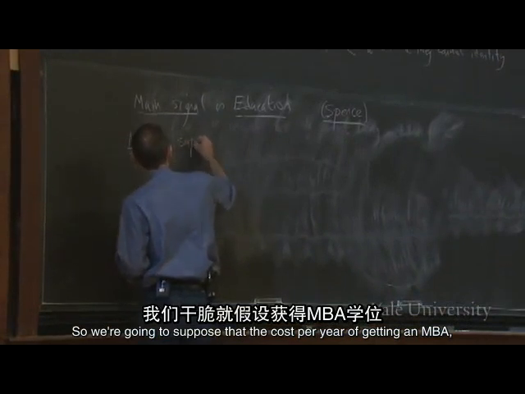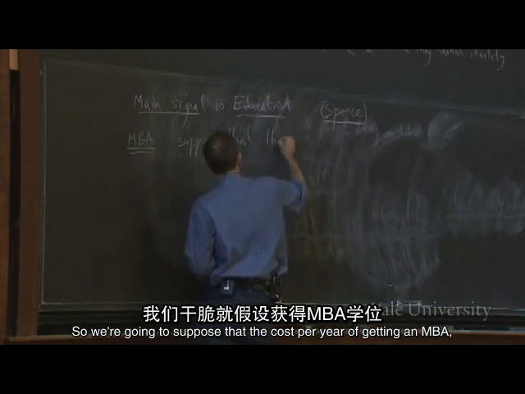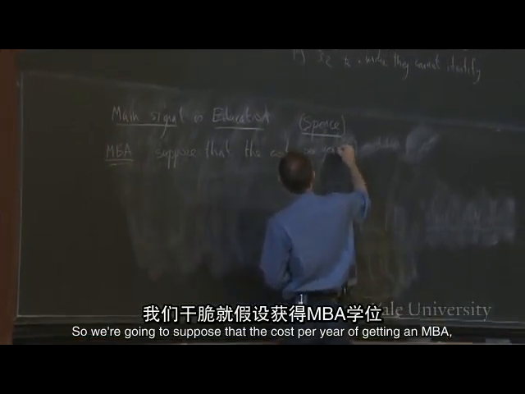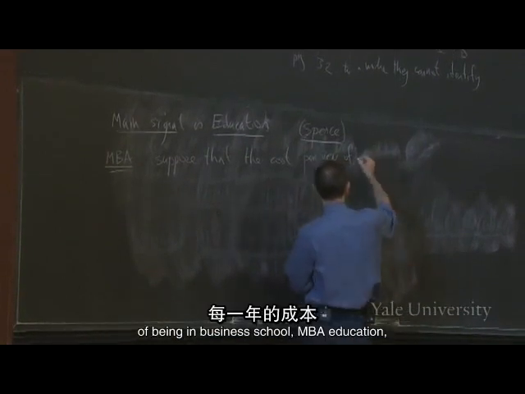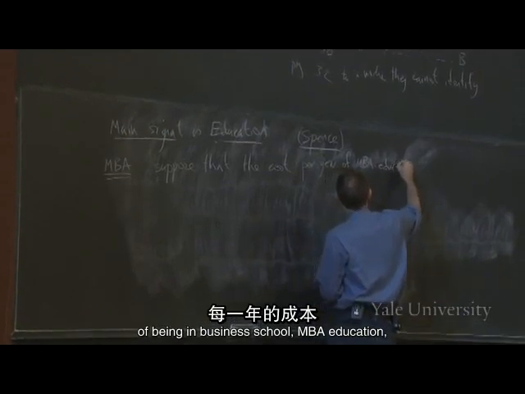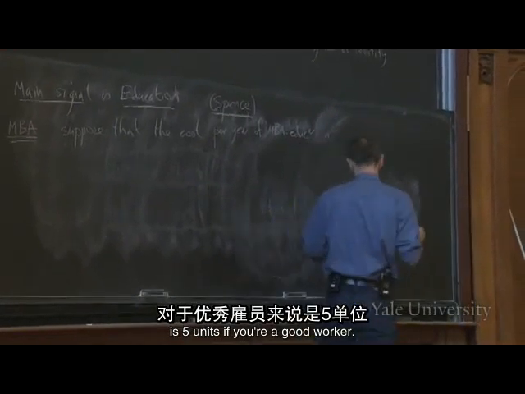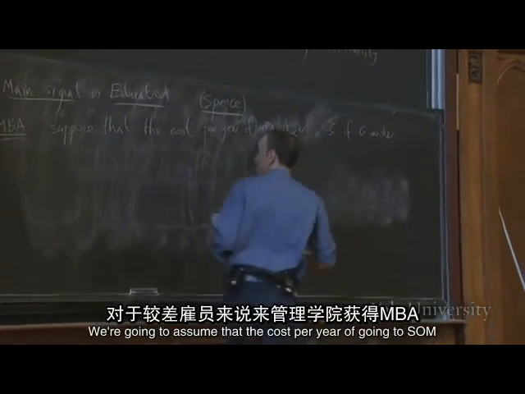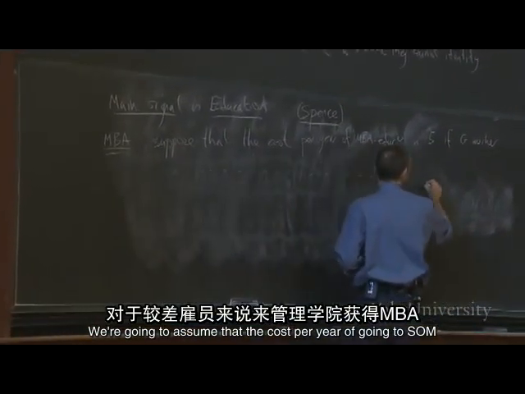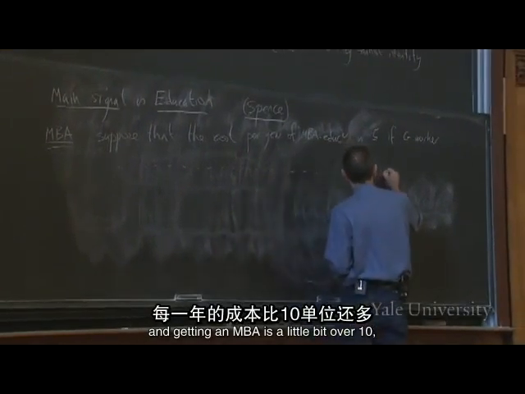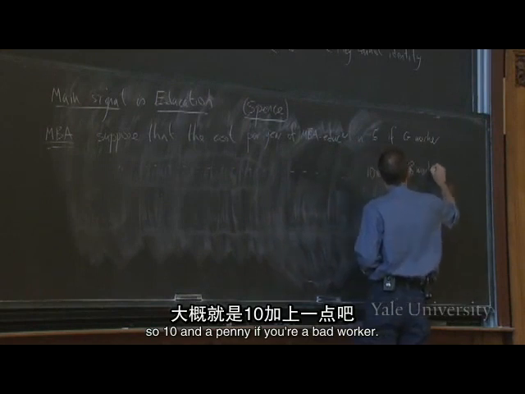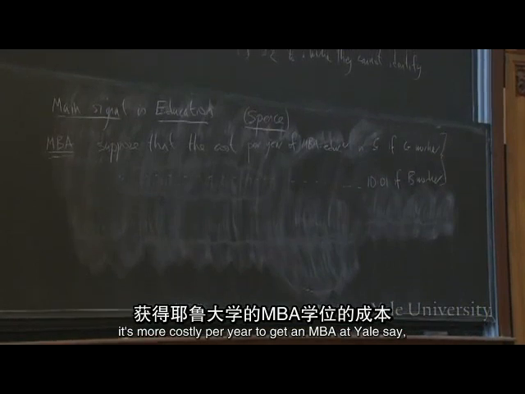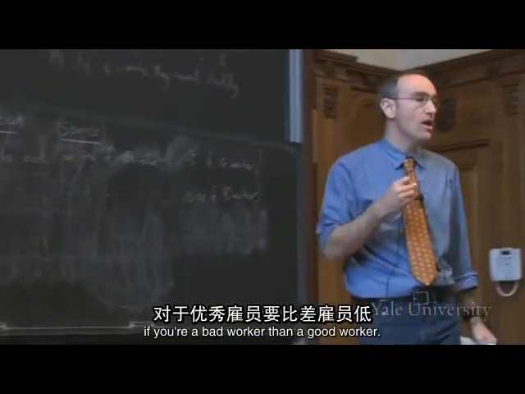So we're going to suppose that the cost per year of getting an MBA, of being in business school, so of MBA education, is 5 units if you're a good worker. And we're going to assume that the cost per year of going to SOM and getting an MBA is a little bit over 10, so 10 and a penny, if you're a bad worker. So notice I've assumed in this model that it's more costly per year to get an MBA at Yale, say, if you're a bad worker than a good worker.